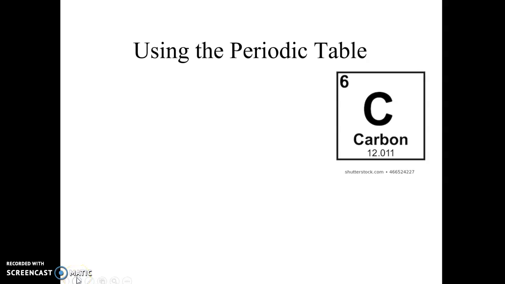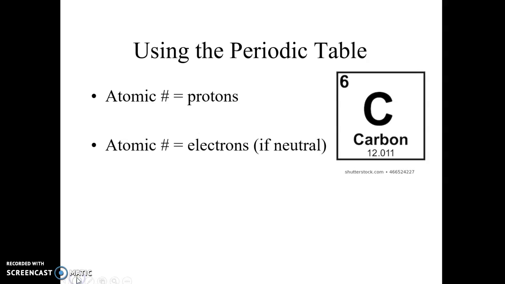So how do we use the periodic table to figure out how many protons, neutrons, and electrons are in an atom of an element? Well, remember the atomic number is the number of protons. So that counting number, that whole number, is going to be the number of protons. For carbon, it's 6. The atomic number also gives us the number of electrons in a neutral atom. So the positive and the negative, when you add them together, add up to 0, which is what neutral is. So the atomic number also gives us the number of electrons.